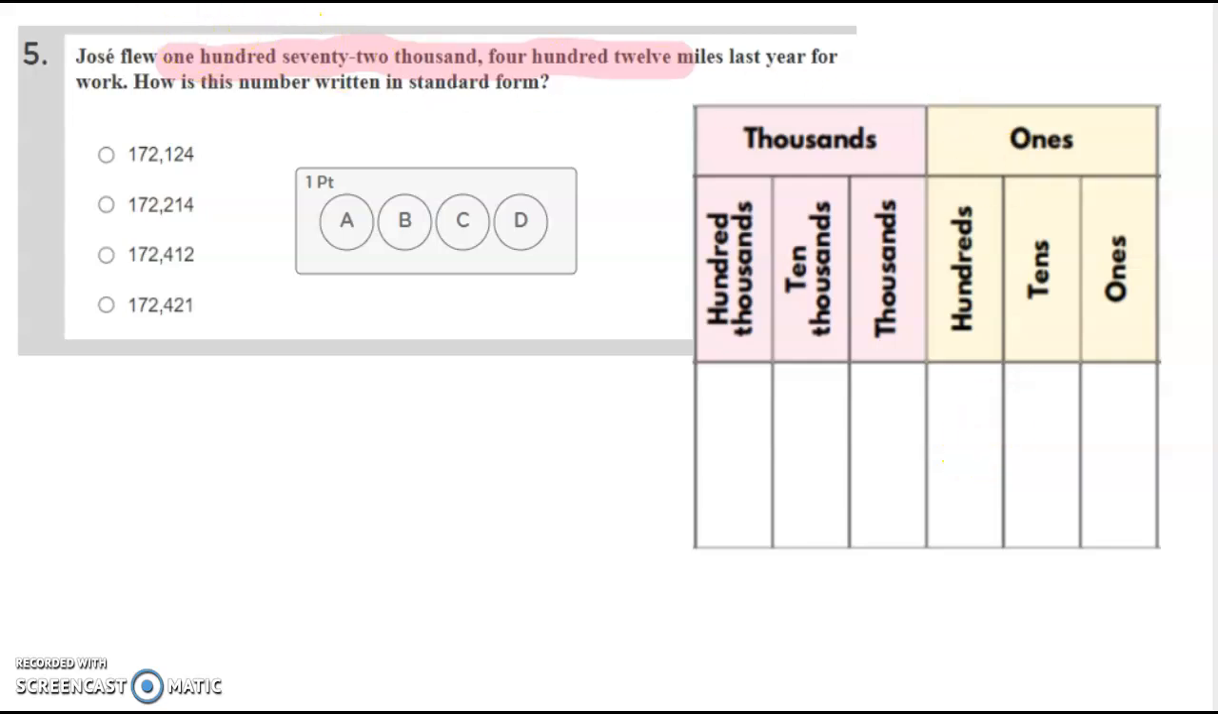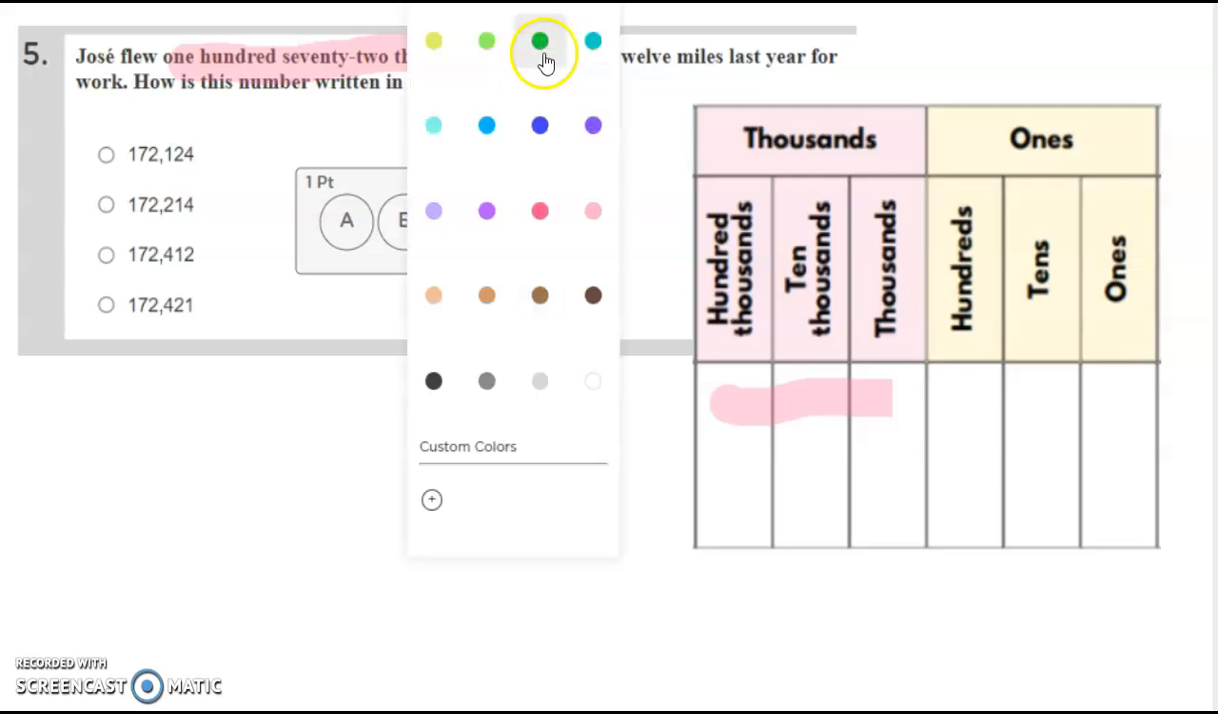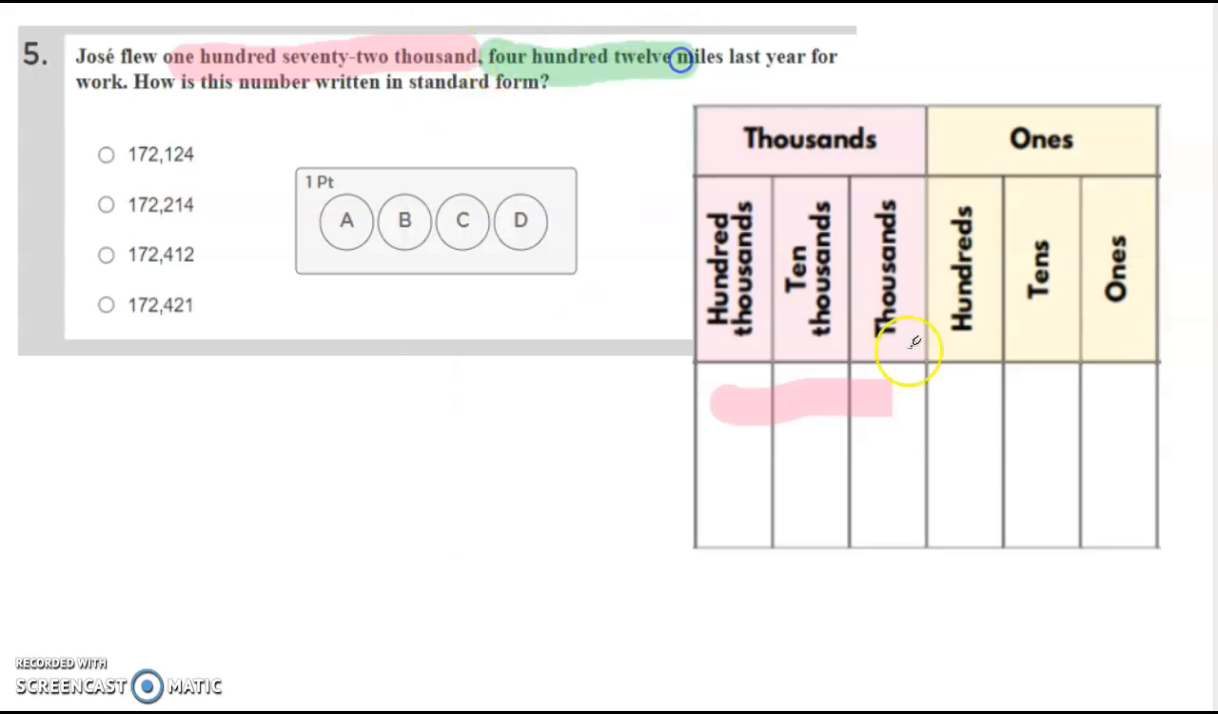If I take a look at my number, I see 172 and then I see that word thousand. That means that this 172 will be in this thousands place. Then I see a comma and it says 412. Well, since this 412 is after the word thousand, that means it should be in the ones, tens, or hundreds place. So now I have to think about how I can represent the words as digits.